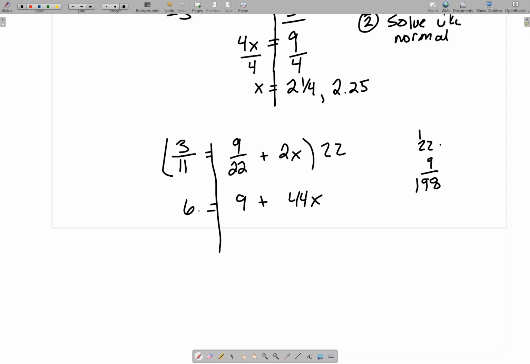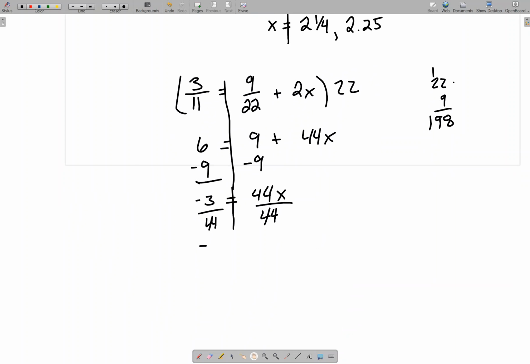Now I'm going to get a decimal or a fraction for this again. Don't be afraid. I'm going to get rid of 9 from both sides, because I'm undoing addition or subtraction first. So minus 9, minus 9. I've got negative 3 is equal to 44x. To finish this out, I'm going to divide both sides by the number in front of x, so divide by 44, divide by 44. I don't know what that is as a decimal, so I'm just going to answer as a fraction. Negative 3 over 44 is equal to x.